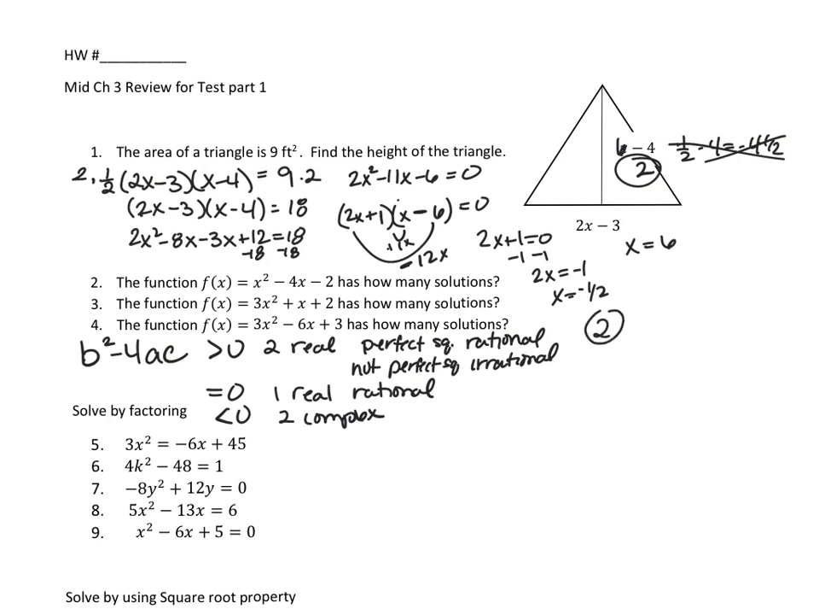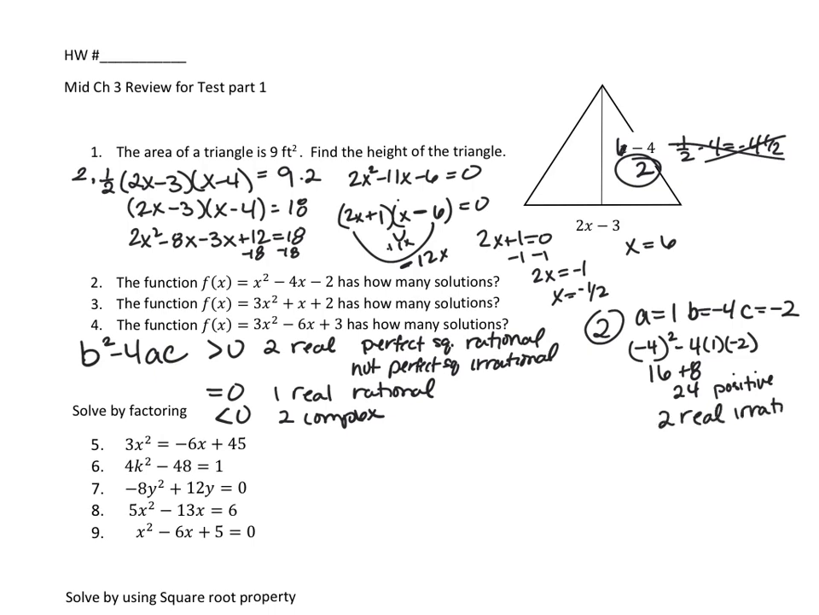So for number 2, I have a equals 1, b is negative 4, and c is negative 2. So b squared, negative 4 squared, minus 4 times a times c, 4 times 1 times negative 2. That's 16 plus 8, which is 24, which is positive, which is not a perfect square, so there's 2 real irrational roots.